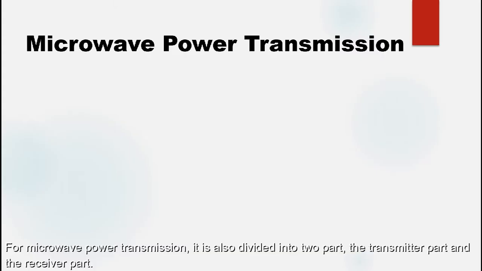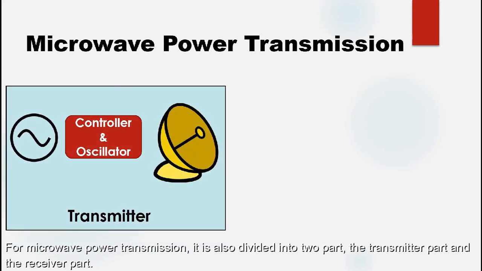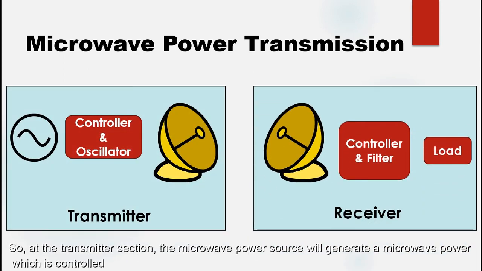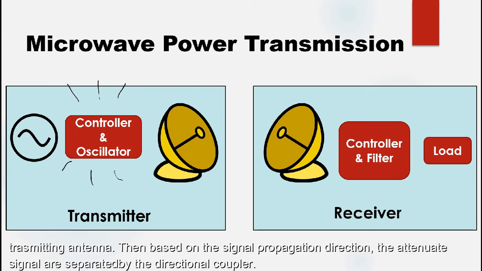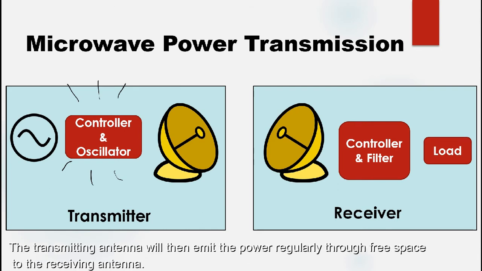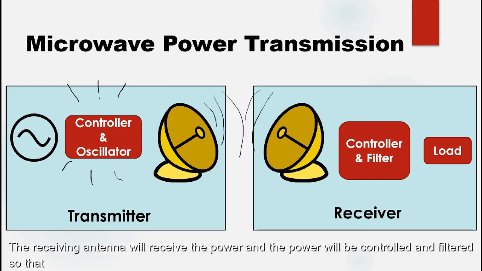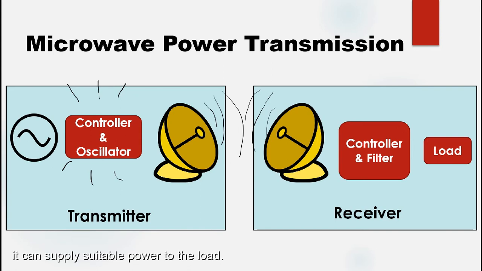Microwave power transmission is also divided into two parts, the transmitter part and also the receiver part. At the transmitter section, the microwave power source will generate microwave power which is controlled by the electronic control circuits. The tuner matches the impedance between the microwave source and transmitting antenna. Based on the signal propagation direction, the attenuated signals are separated by the directional coupler. The transmitting antenna will then emit the power through free space to the receiving antenna. The receiving antenna will receive the power and the power will be controlled and filtered so that it can supply suitable power to the load.